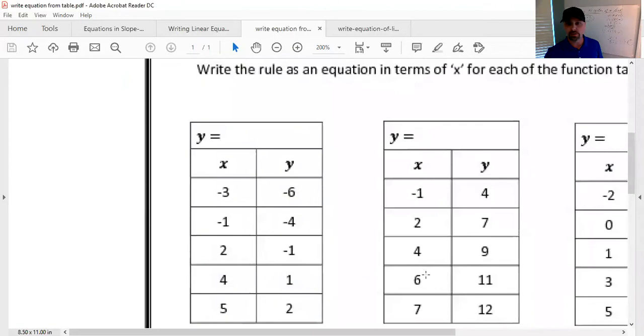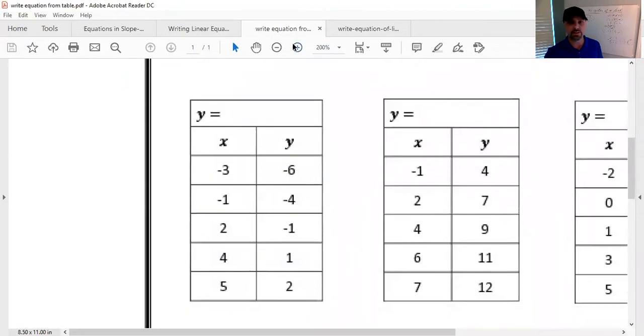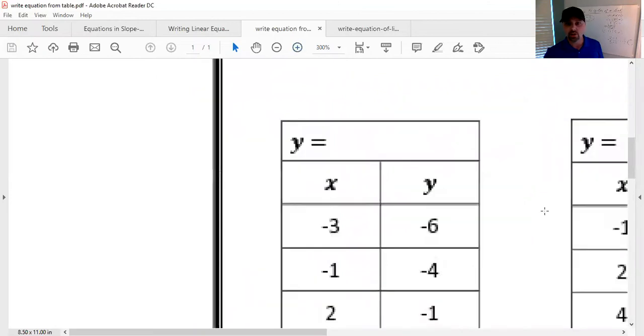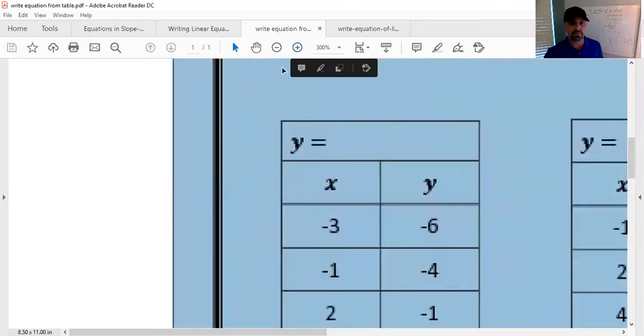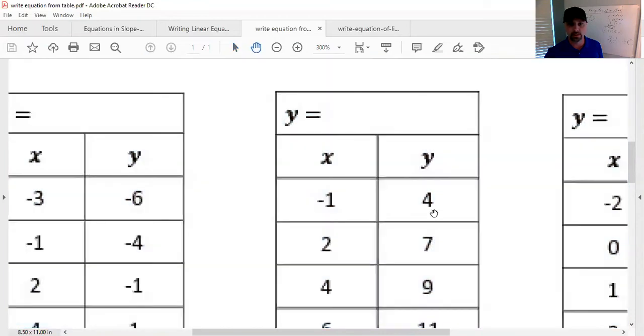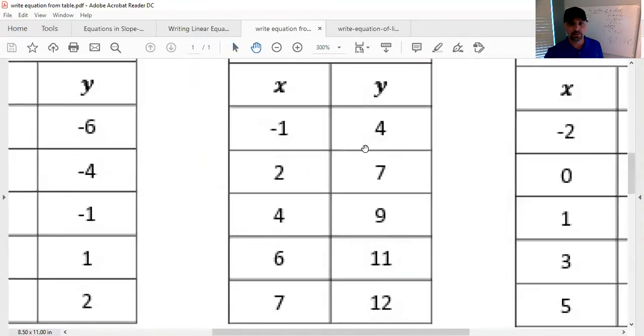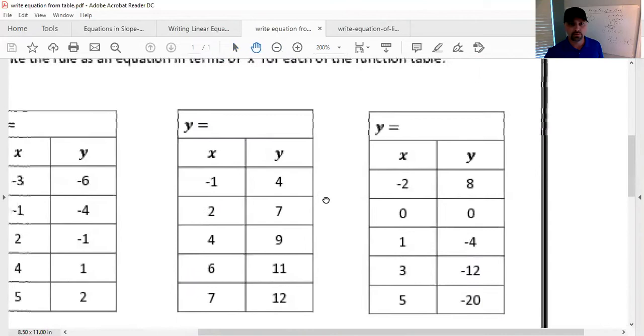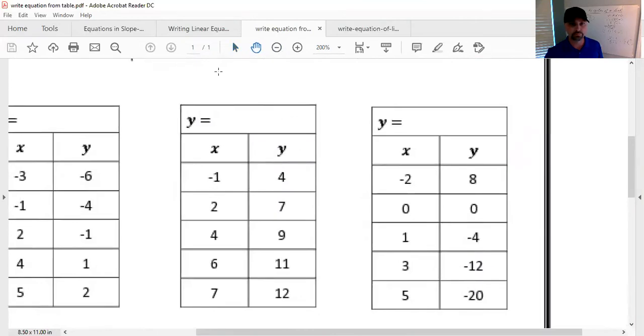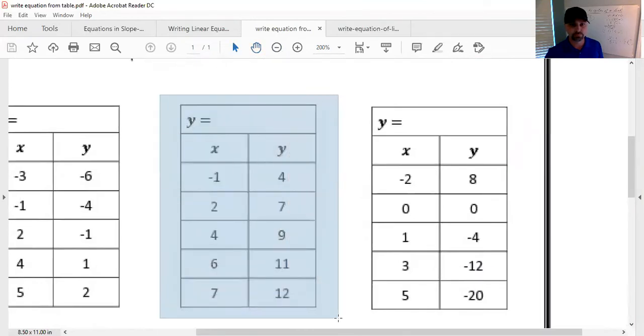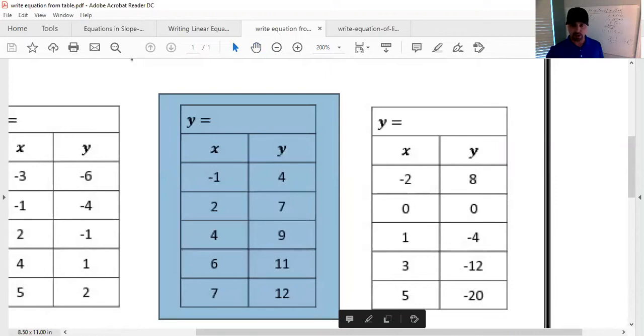Number 2, all right? Here's the table. So here's what I want you to do. We're doing this one here. Okay, find the slope. Find the slope of that. And if you feel comfortable with what I just did, then go ahead and try to find the b.